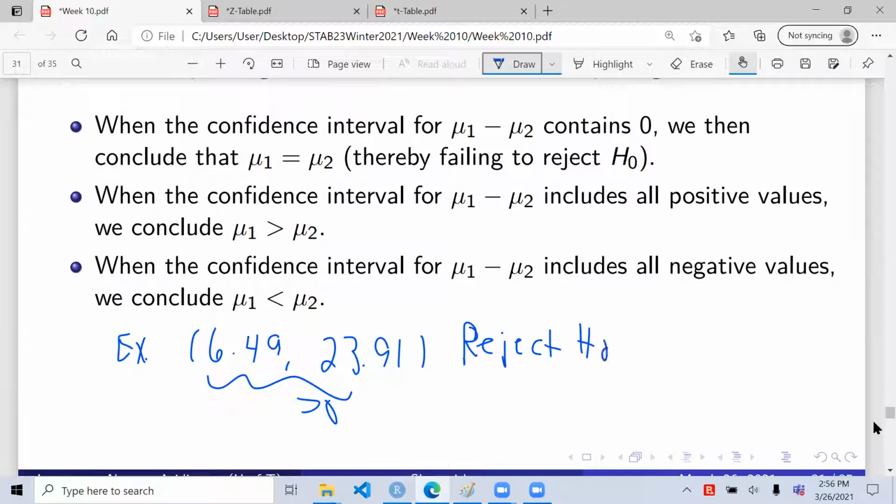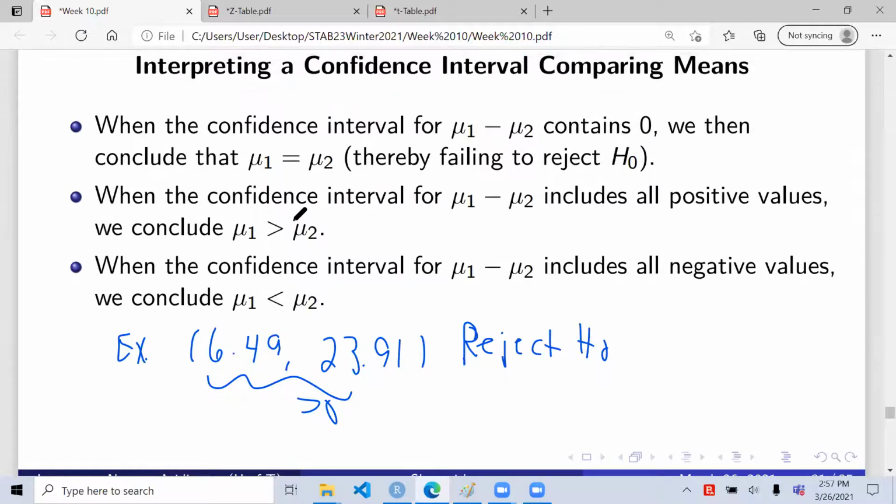What you're going to say here is that you have evidence to show that group 1 performed better than group 2, because all their values are positive. So it looks like the people who were told they have gains performed better on their IQ test than those who were told they don't have gains. And because 0 is not in the interval, and in fact they're all positive, that's how you know the direction of the effect.